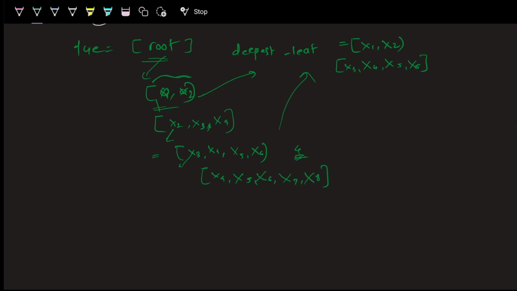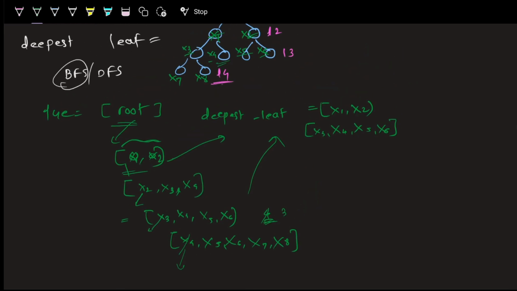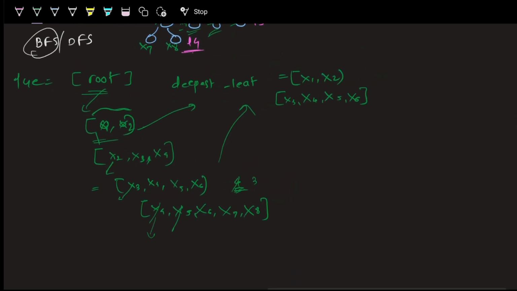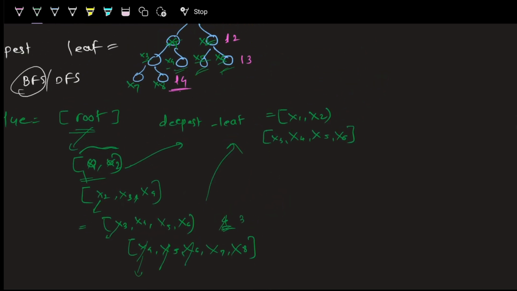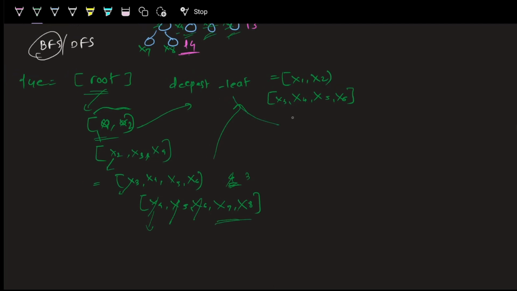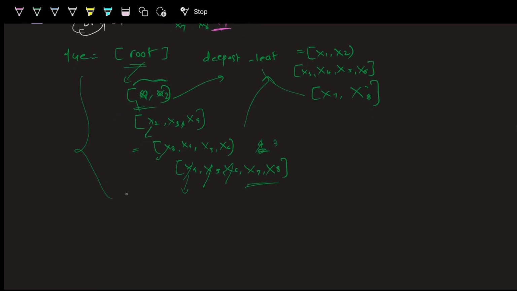As I am running 4 times, 1 is done. Now 3 times. I will ask x4, does it have children? No. Then I will remove x5, does it have? No. I will remove x6, does it have children? No. Now ultimately I am remaining with this. So the deepest leaf will now be assigned x7, x8, correct? So using BFS, I get the deepest leaf at last, because I am traversing level-wise, so the last level nodes will be the deepest leaves.